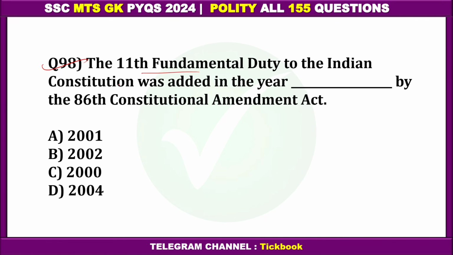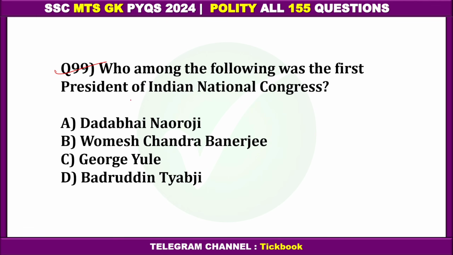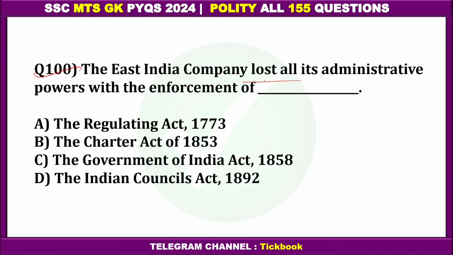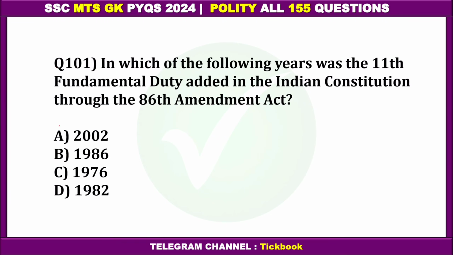98. The 11th fundamental duty of the Indian Constitution was added in the year dash by the 86th Constitutional Amendment Act. Option number B. 2002. 99. Who among the following was the first president of the Indian National Congress? Option number B. Womesh Chandra Banerjee. 100. The East India Company lost all its administrative powers with the enforcement of. Option number C. The Government of India Act 1858.